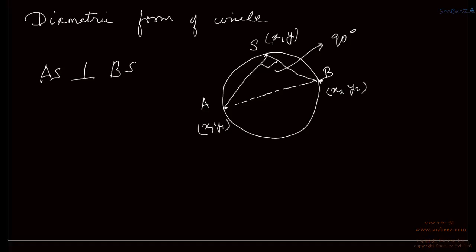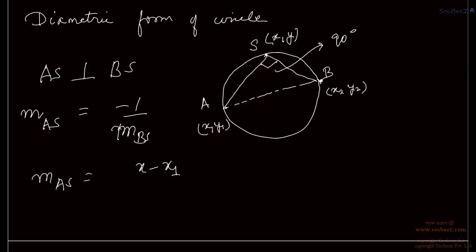Okay. So we have the slope of line AS must be equal to minus 1 upon slope of line BS. Okay. So let us calculate the slope of line AS. Slope of line AS is (y minus y1) upon (x minus x1).